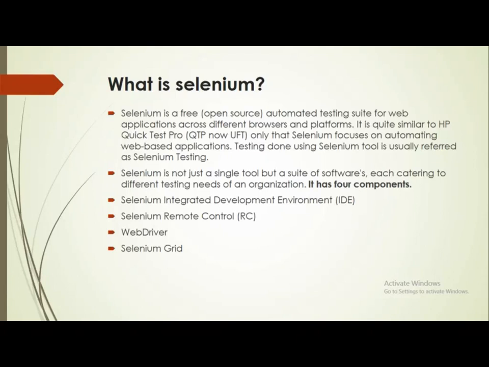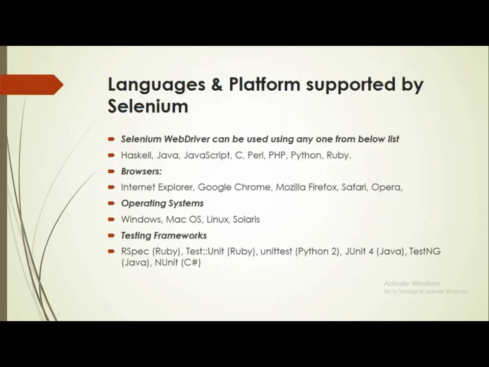Suppose I run in node 1 my Chrome browser on Ubuntu. In my node 2, I run Safari on my Mac OS. In node 3, I run Firefox on Windows. So I run the same test cases, same test scripts, same tool suite, but in different nodes. So that is the advantage of using a Selenium Grid.